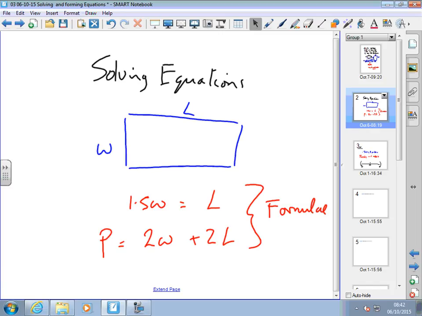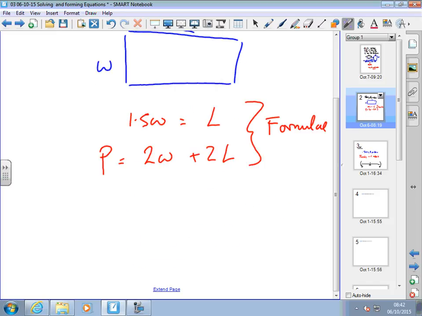I can't find L and W and P in this formula as it stands. I need more information, which I'm given, but there's a recipe, there's a formula, and you will, as we've said already, end up with loads of formulae. We've been looking at some in engineering science. But what I can do in this situation is turn these formulae into equations, really.